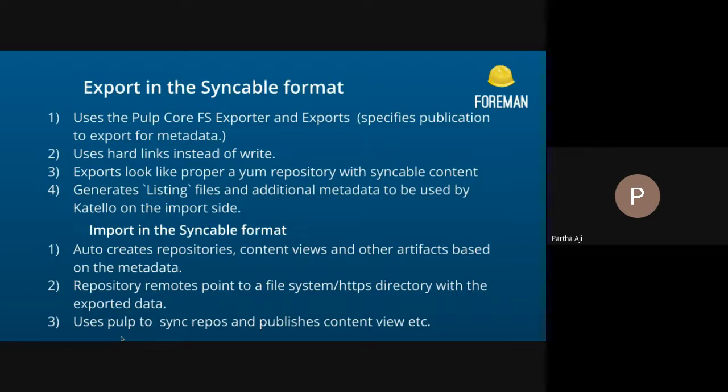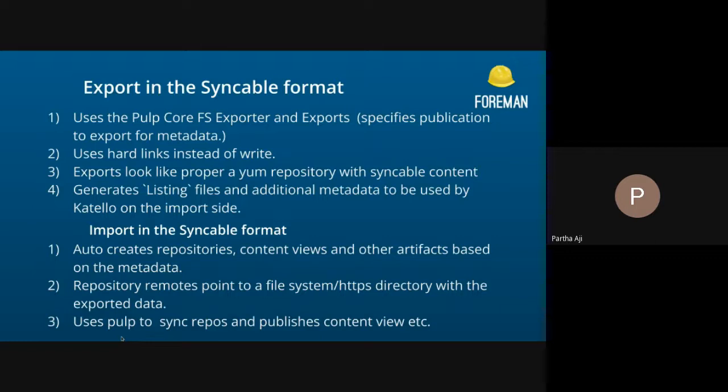And again, on the import side, we have the same kind of setup. We auto-create repositories, contents, and artifacts based on the metadata JSON. But the trick here is the repository remotes point to a file system HTTP directory with the exported data. So I exported the data and copied it to a web server somewhere. When you run the import command, it automatically creates the repositories and automatically points to that web server.